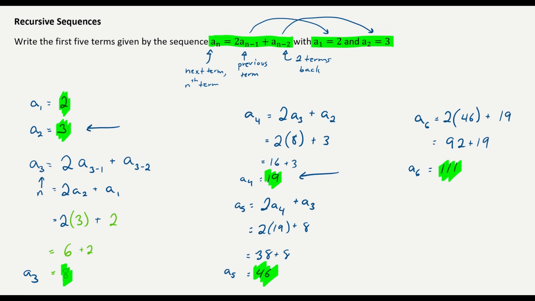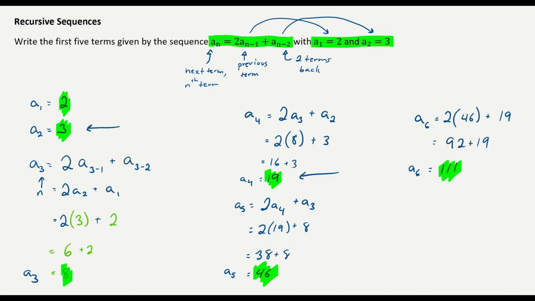So you see, with a recursive sequence, you have to know the previous term in order to find the next one. So the only way to find, say, the 20th term is to find all 19 terms before it, and then you can find the 20th term.